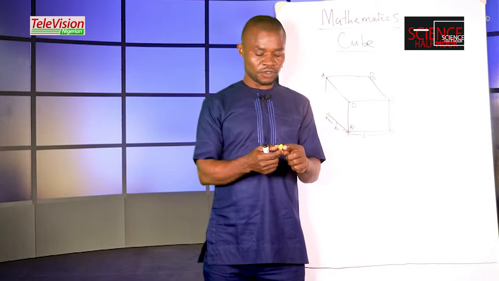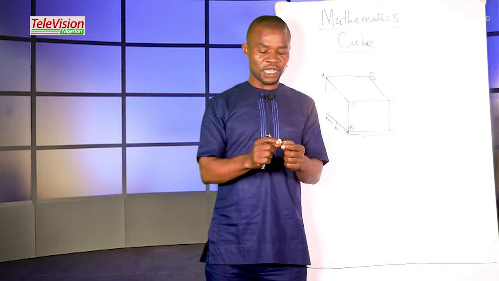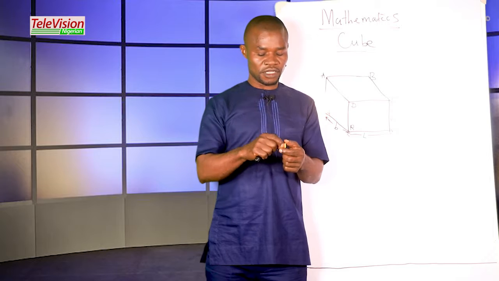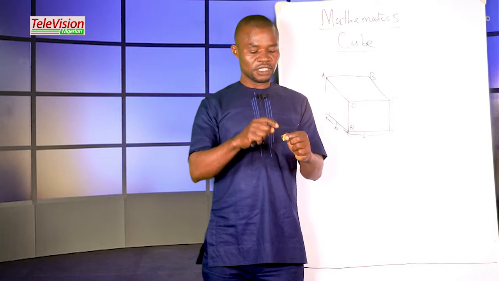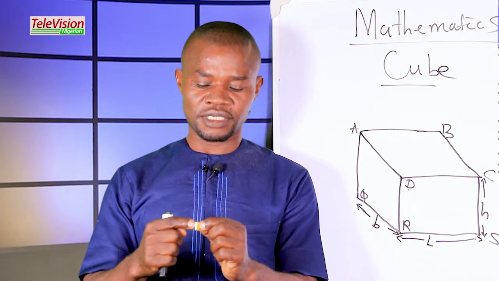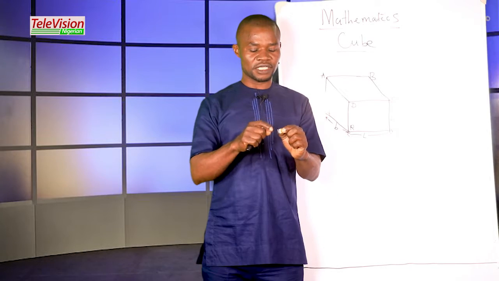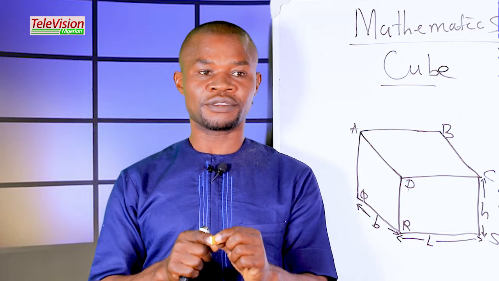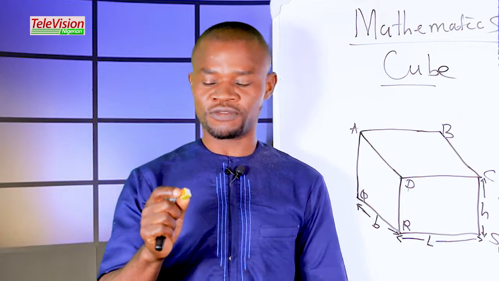This is an example of a cube, and this is a Maggi cube. Every cube has 6 equal sides: the top and the base, the side and the other side at the back, the front and the back of the front. These are examples of cube.